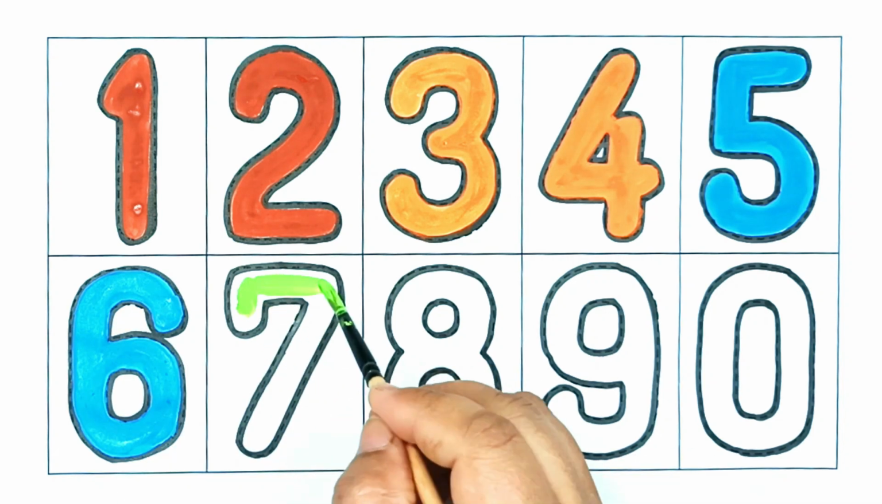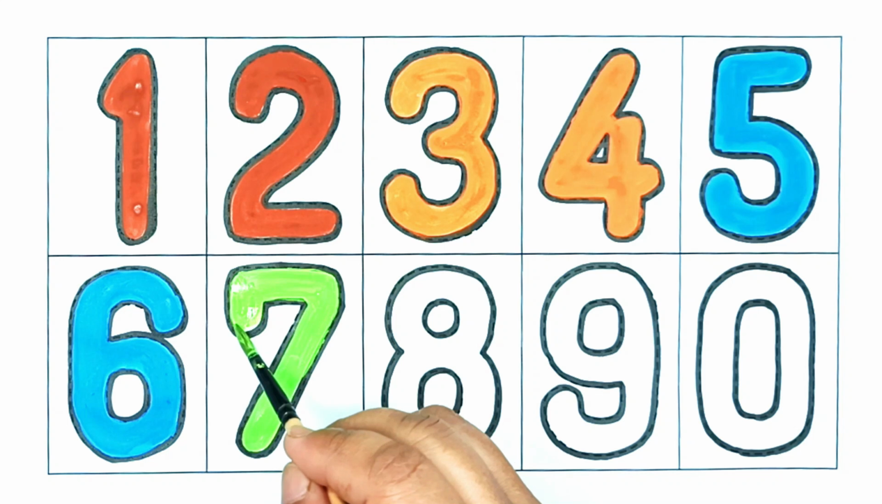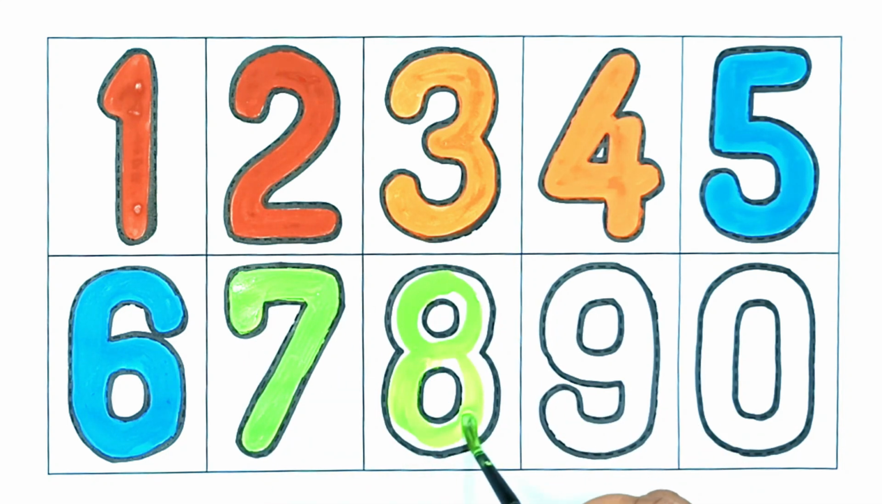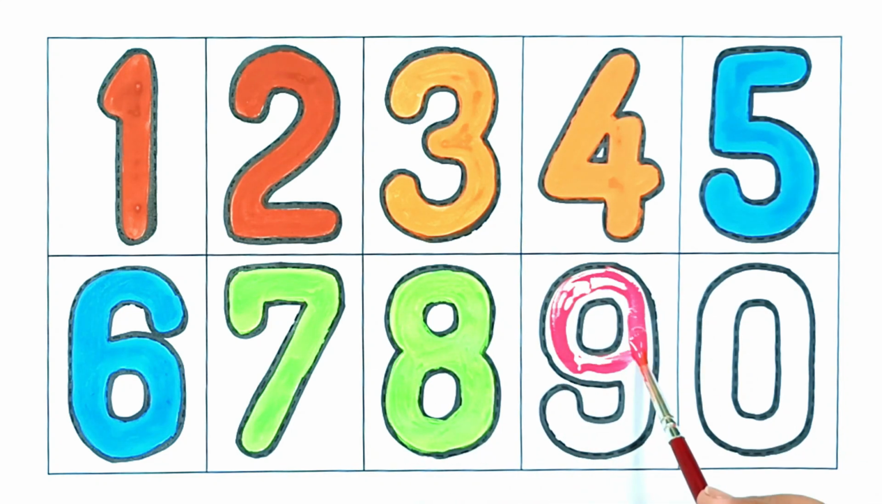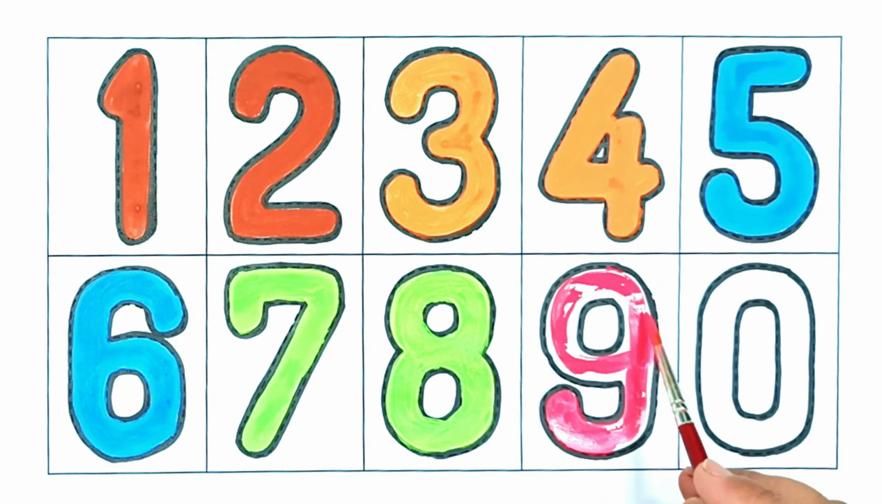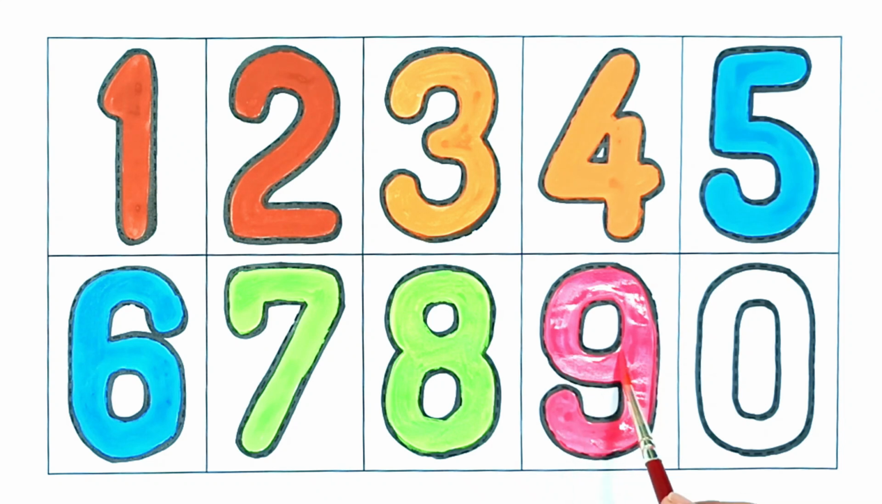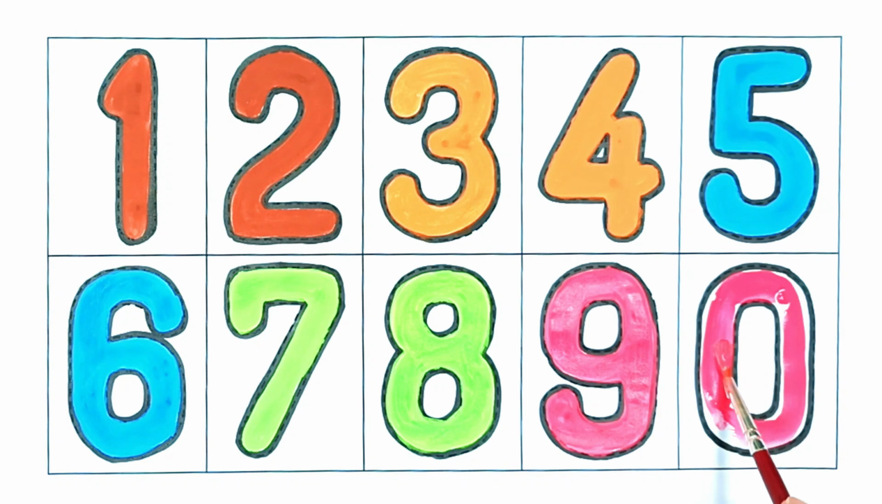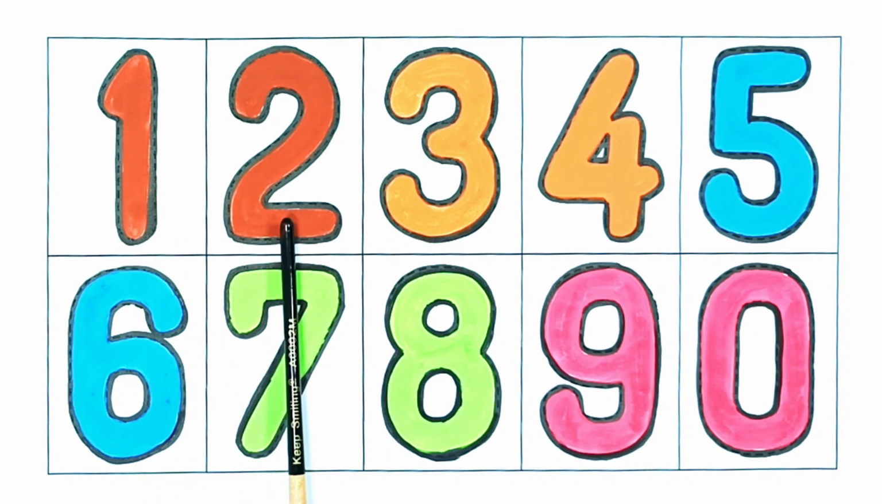6, 6, 7, 7, 8, 8, 9, 9, 0, 0, 1, 2, 3, 4, 5, 6, 7, 8, 9, 0.